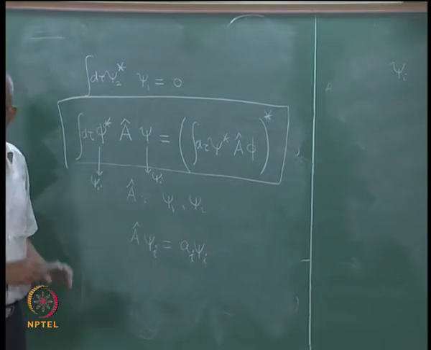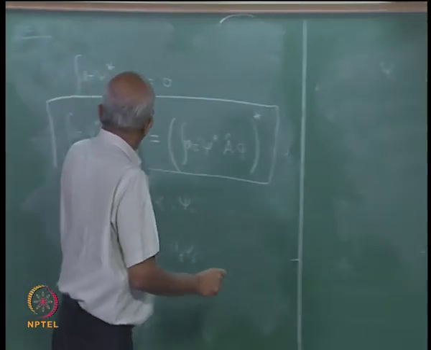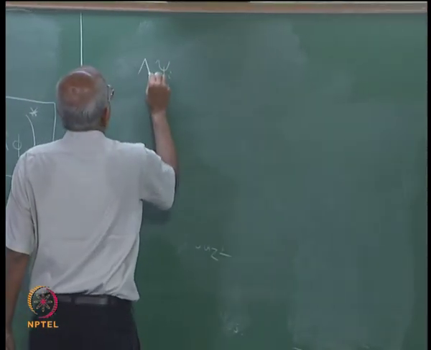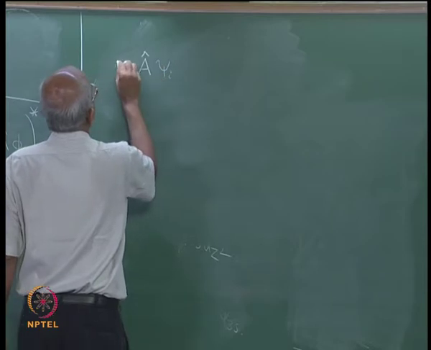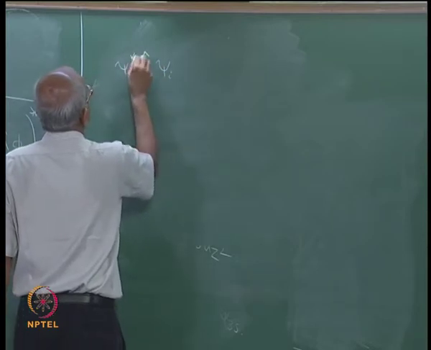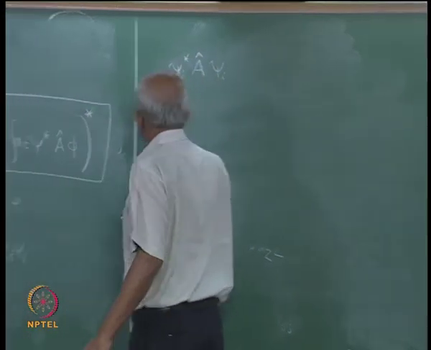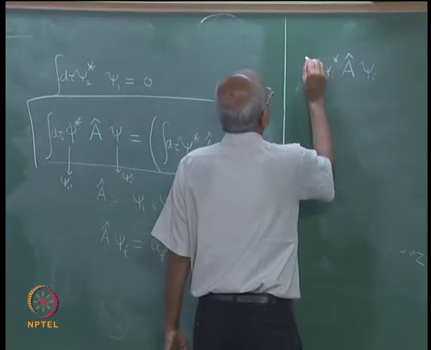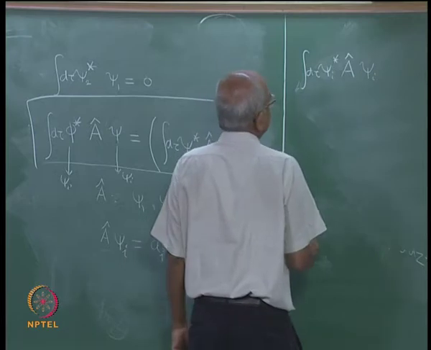Suppose I did that, what will happen? This psi is going to be identified with psi I, then I will have A operating on it, and then here I will have psi I star, and then the volume element dτ, and I have to integrate over the entire space.